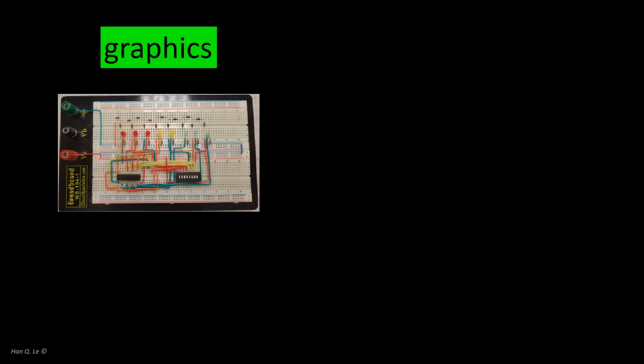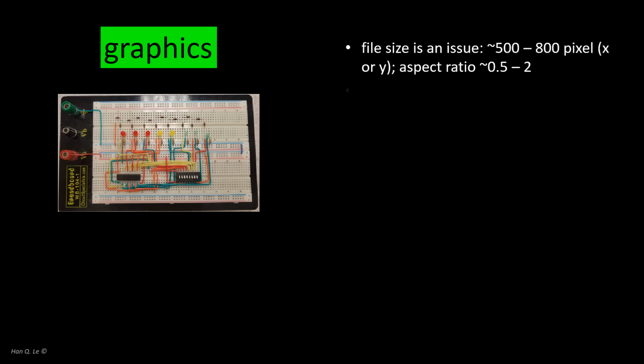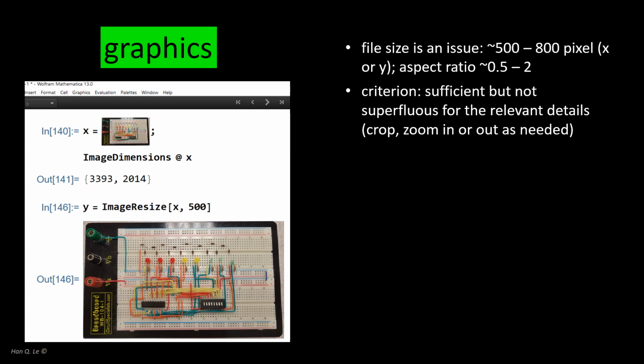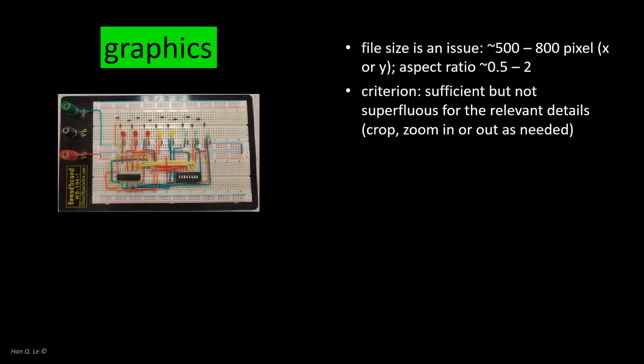A picture is worth 1,000 words, graphics is a powerful instrument. However, there are things to be considered. First is the file size, which should not be more than needed to convey the relevant information. Look at this figure, it is reduced from 3400 pixels to 500. It still conveys what it is, a picture that shows a circuit that a student team built in 2018.